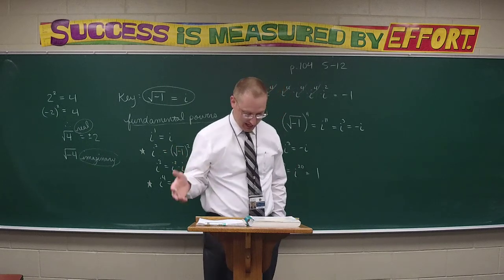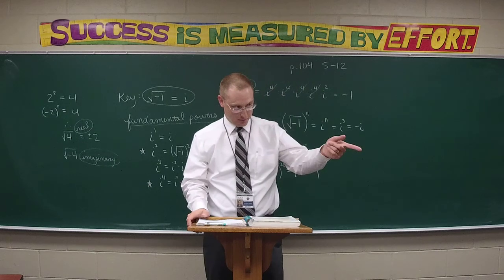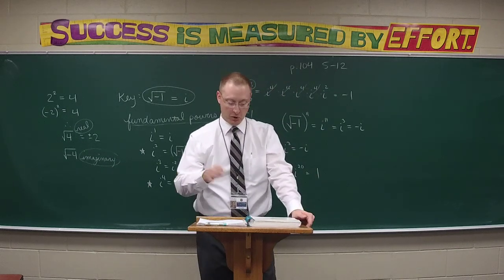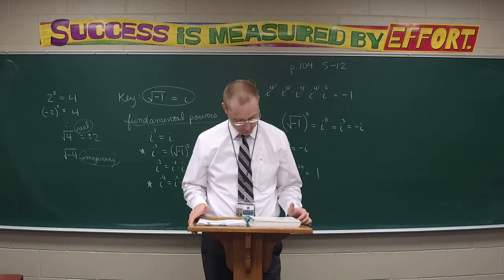Number 5, i to the 4th. What does that equal, Abby? 1. i to the 7th, Brandon. Negative i. Knock out 4 i's, gives i cubed, becomes negative i. Good. Number 7, i to the 15th, Maddie.